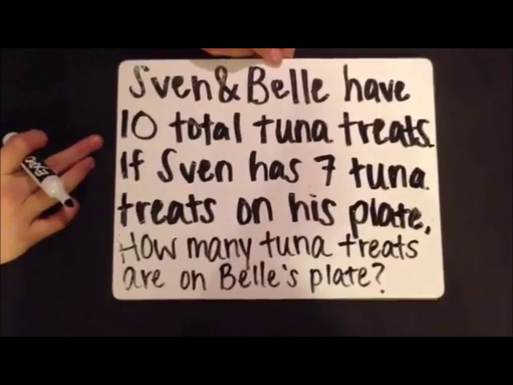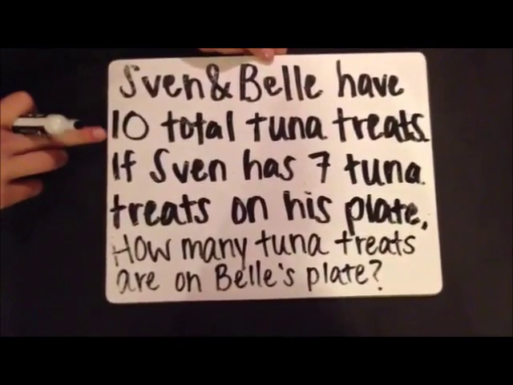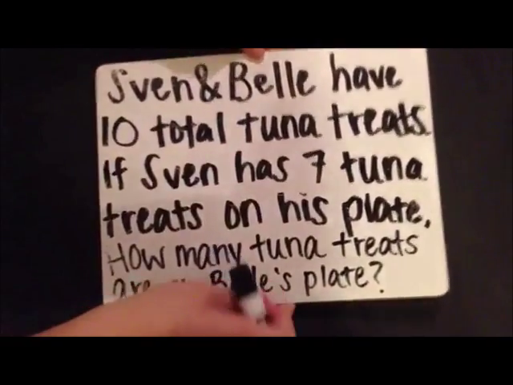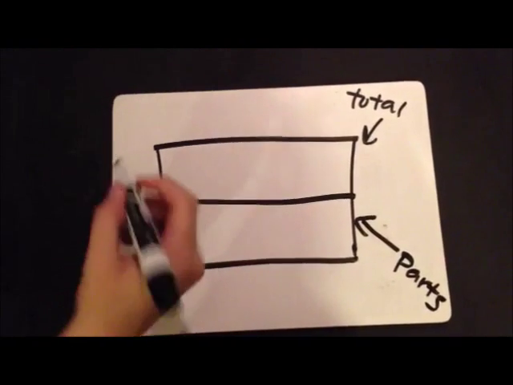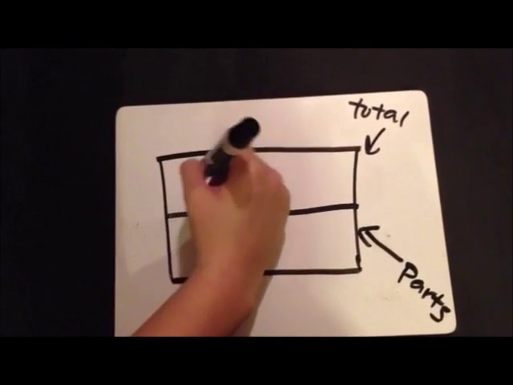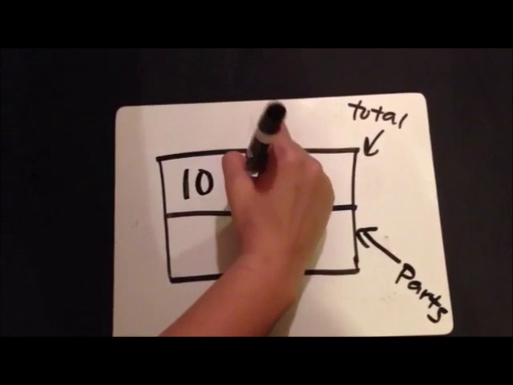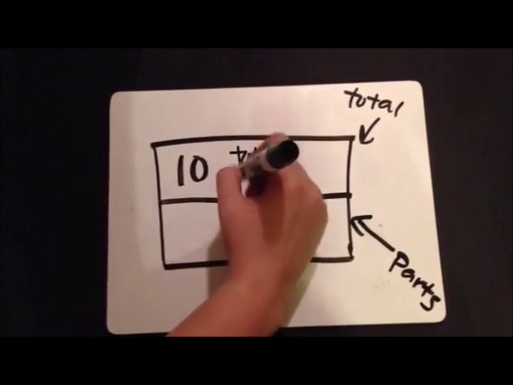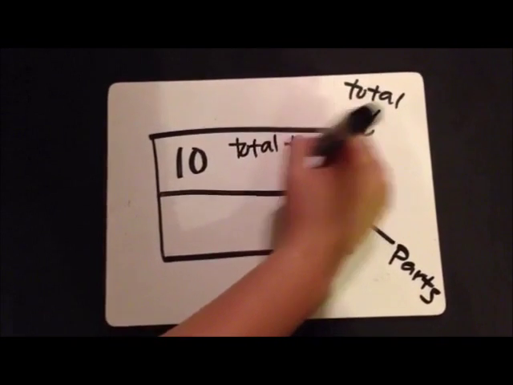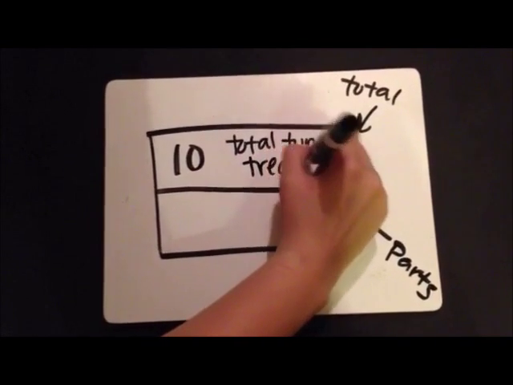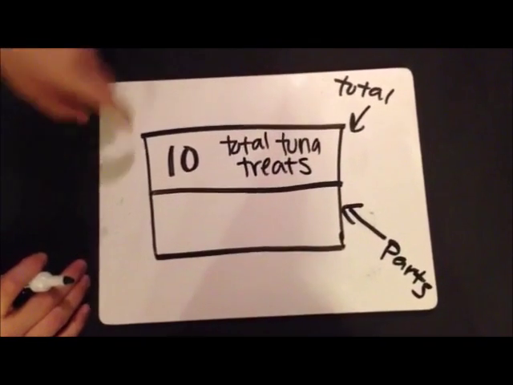So when we look over here, we can find our total. We already know that, which would be our 10 total tuna treats. It's important that you also look for the label in the problem because your students or your children will be asked to label their bar models as well. So we have 10 total tuna treats.